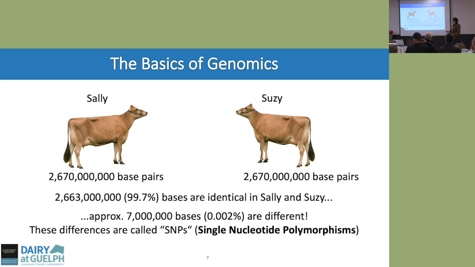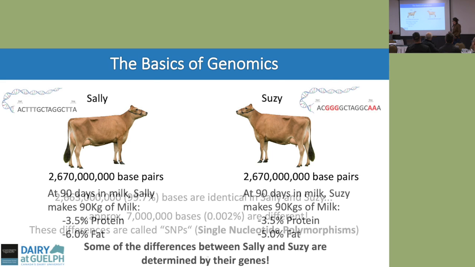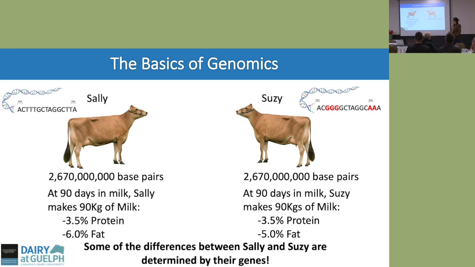Okay? So these 2 cows have a lot in common. Now, at 90 days of milk, Sally makes 90 kilos of milk at 3.5% protein and 6% fat. And Susie makes 3.5% protein and 5% fat and makes 90 kilos of milk. Which cow do you keep? You've only got 1 spot. All right, you've got 1 spot left over. Which one do you keep? Guys, this is a no-brainer.